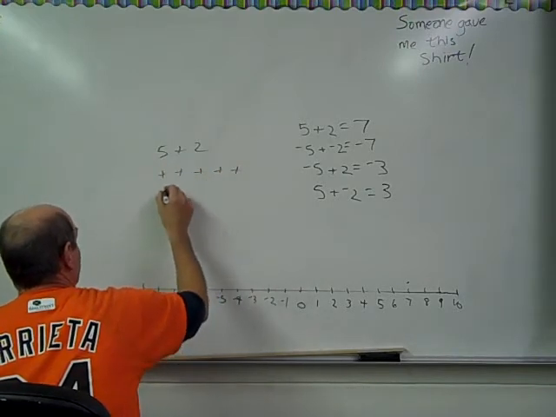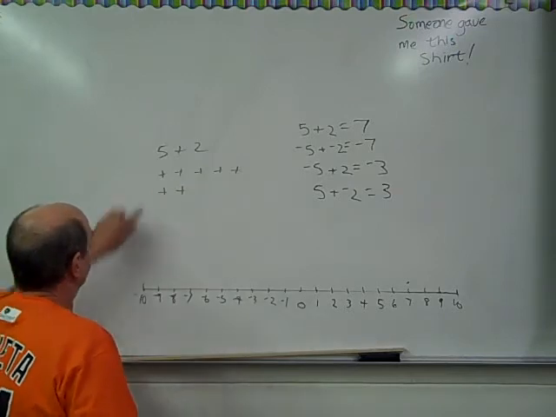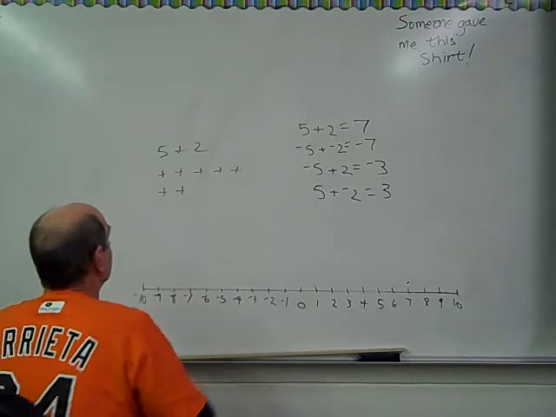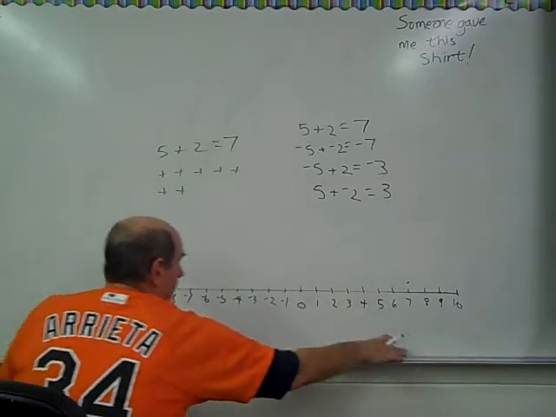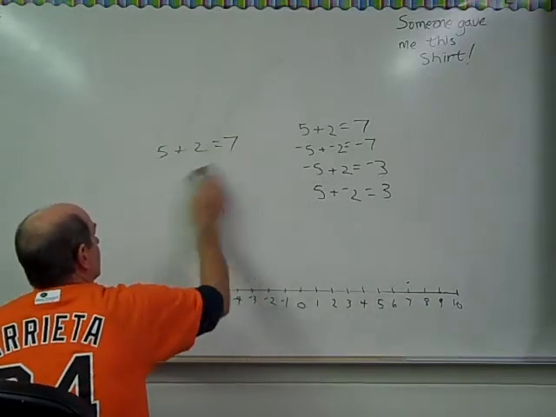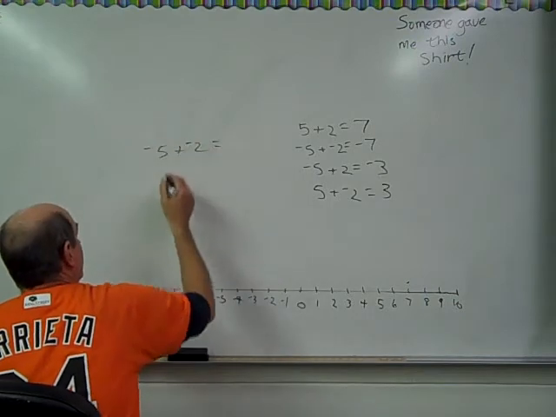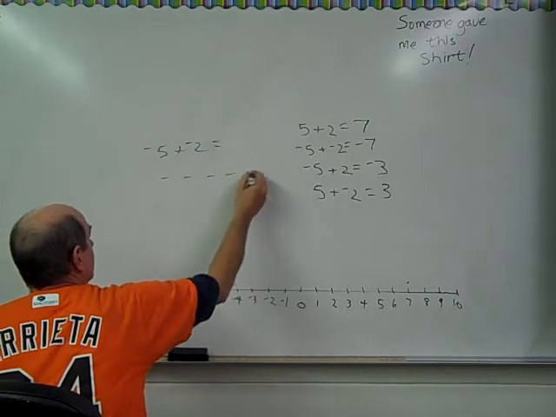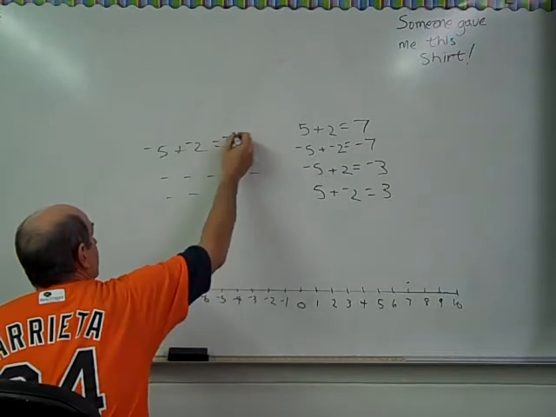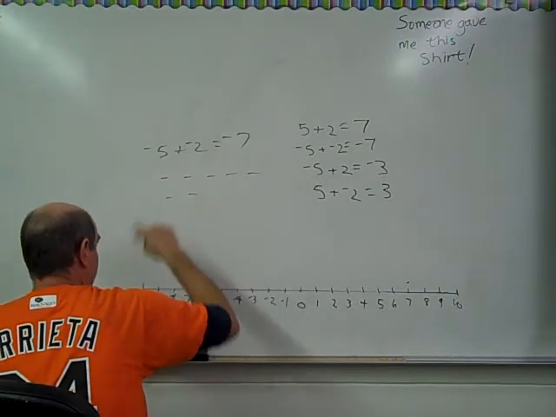This problem, 5 plus 2, we can say 5 can be represented with 5 plus signs, or positive signs, and 2 can be represented with 2 positive signs, for a total of 1, 2, 3, 4, 5, 6, 7 positives. We can do the negative 5 plus negative 2, it's 5 negatives, and 2 more negatives makes 7 negatives. 1, 2, 3, 4, 5, 6, 7.